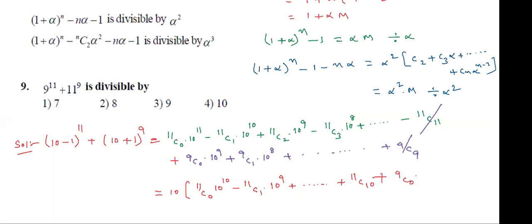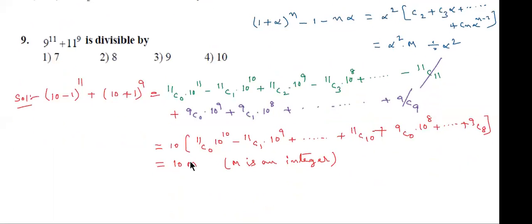Plus here 9C0 10^8 plus and so on, 9C8. Each and every term has the factor 10. That's why I have taken 10 common. This is 10 into some integer. What is m here? m is an integer. 10m means it is exactly divisible by 10. So 9^11 + 11^9 is divisible by 10. This is the answer. Fourth option is correct.